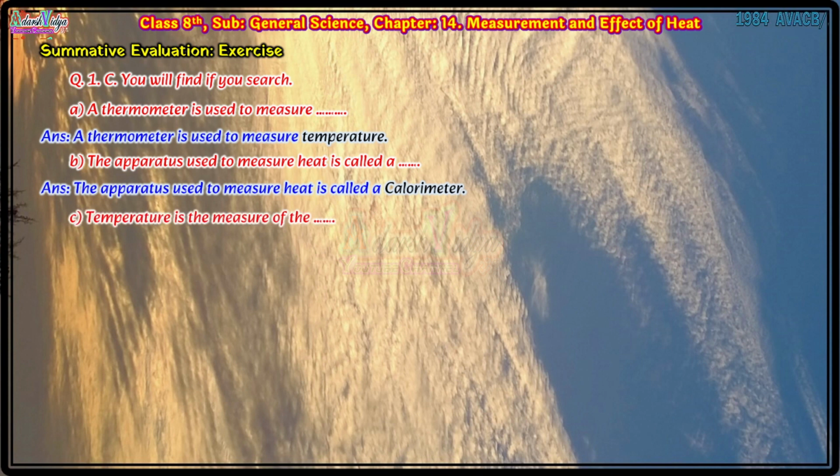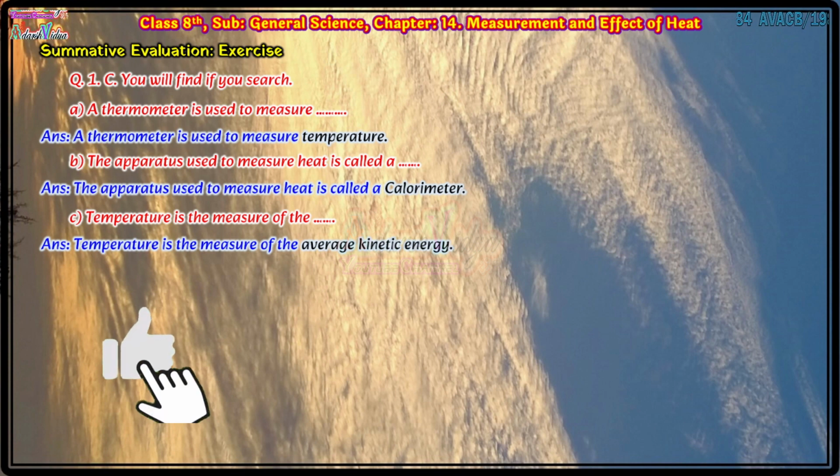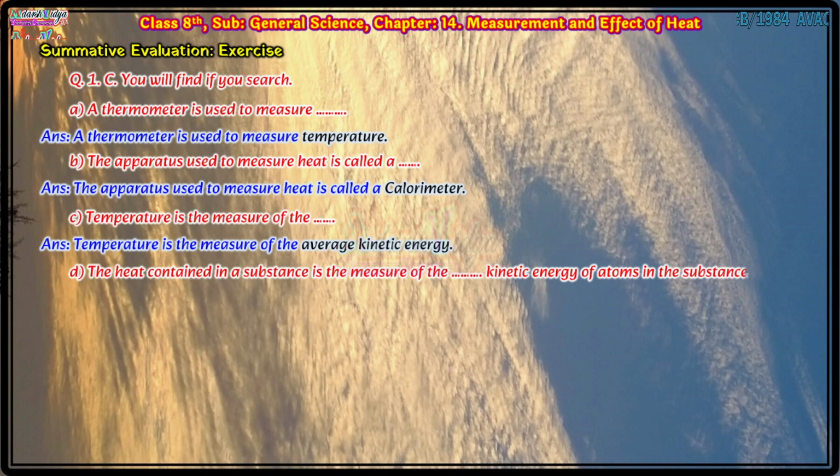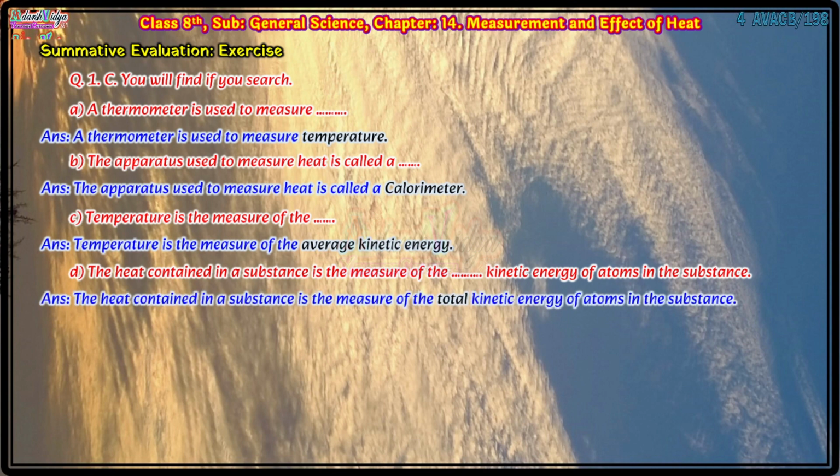Third, temperature is the measure of the. Answer is: temperature is the measure of the average kinetic energy. Last, the heat contained in a substance is the measure of the kinetic energy of atoms in the substance. Answer is: the heat contained in a substance is the measure of the total kinetic energy of atoms in the substance.